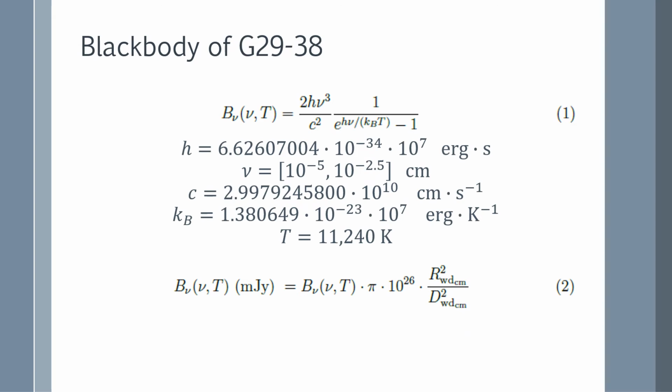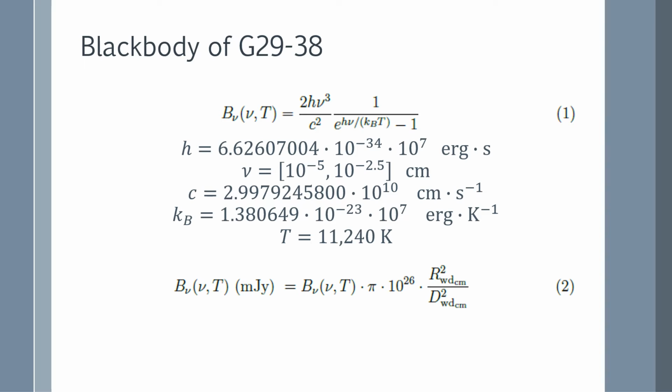To accurately model the data, I first plotted a black body of the star. For my black body, I used the version of Planck's law seen in equation 1, where h is Planck's constant in units of ergs times seconds, nu, which is frequency, is varied from 10 to the minus 5 to 10 to the minus 2.5 centimeters. c is the speed of light in units of centimeters per second, k_B is Boltzmann's constant in units of ergs per Kelvin, and T is the temperature of the star in units of Kelvin.